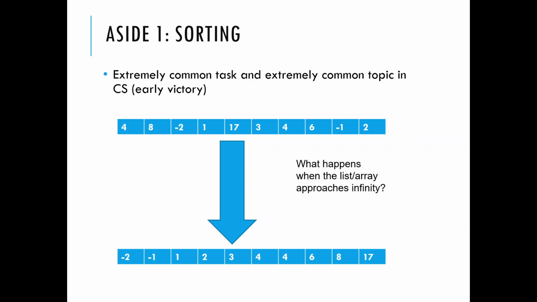The idea is I can take this array up here, convert it to an array like down here, where every single element is greater than or equal to the one before it: -1 is greater than or equal to -2, 1 is greater than or equal to -1, 2 is greater than or equal to 1, 3 is greater than or equal to 2, 4 is greater than or equal to 3, 4 is greater than or equal to 4, 6 is greater than or equal to 4, 8 is greater than or equal to 6, right? But that means I need to figure out how to move things around so that the 4 goes in the right place.